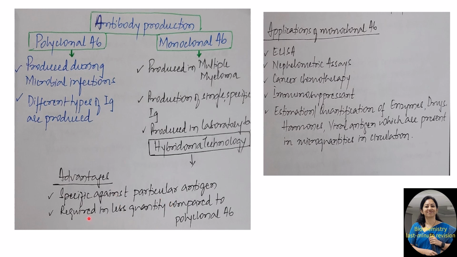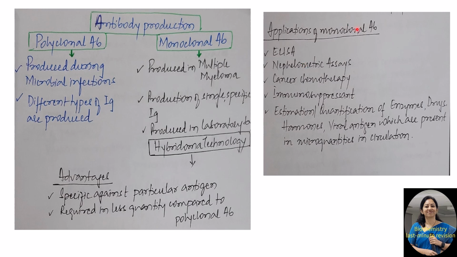Now the advantage of these monoclonal antibodies is that these antibodies are specific against particular antigens, and they are required in less quantity when compared to polyclonal antibodies for the immune defense system. Now, apart from that, there are a variety of applications of these monoclonal antibodies. These are employed in enzyme-linked immunosorbent assay to identify any antigen or protein molecule which is present in very less quantity. Apart from that, nephelometric assay, where the light scattering property is utilized to estimate or quantify an analyte, a biochemical analyte.